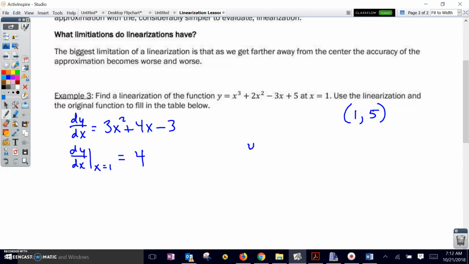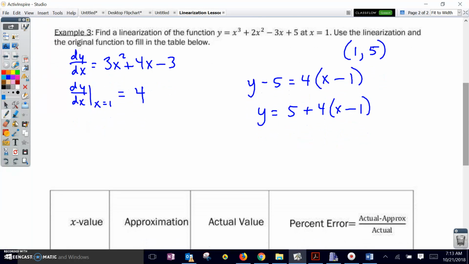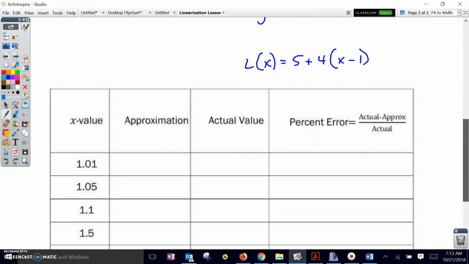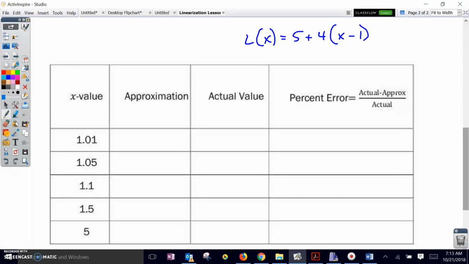And so to write my linearization, y minus the y coordinate of the point is equal to the slope times the quantity x minus the x coordinate. I add 5 to both sides. And there's my function for the linearization. So L of x is equal to 5 plus 4 times the quantity x minus 1. And now we're going to go about filling in this table. We're going to find the approximations for various x values.